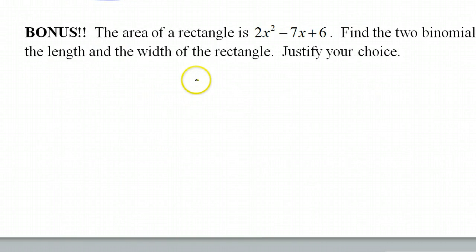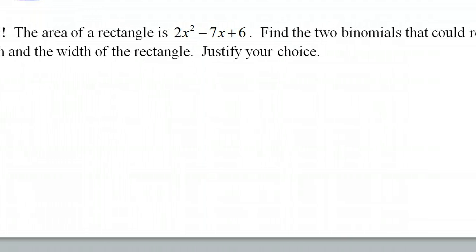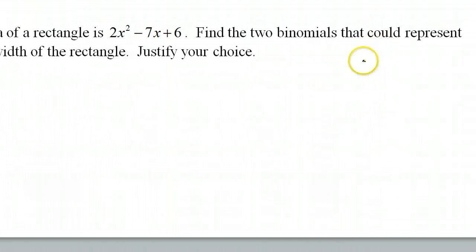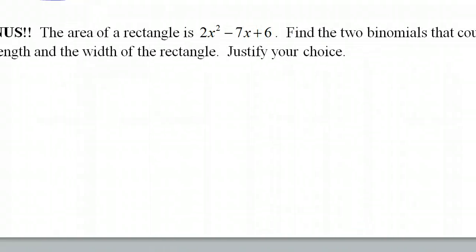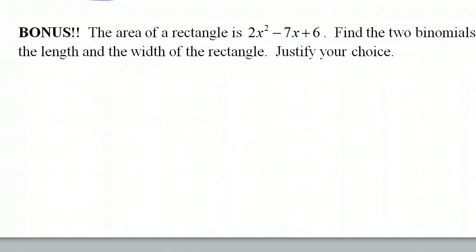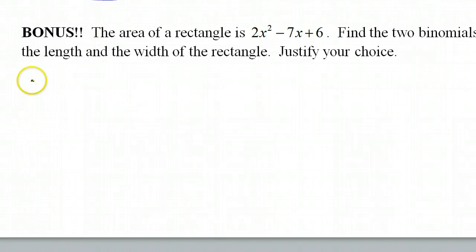Now for the bonus, the area of a rectangle. We've got this expression for the area of a rectangle. Find the two binomials that could represent the length and width of the rectangle. Justify your answer. Well, the area of a rectangle is length times width.